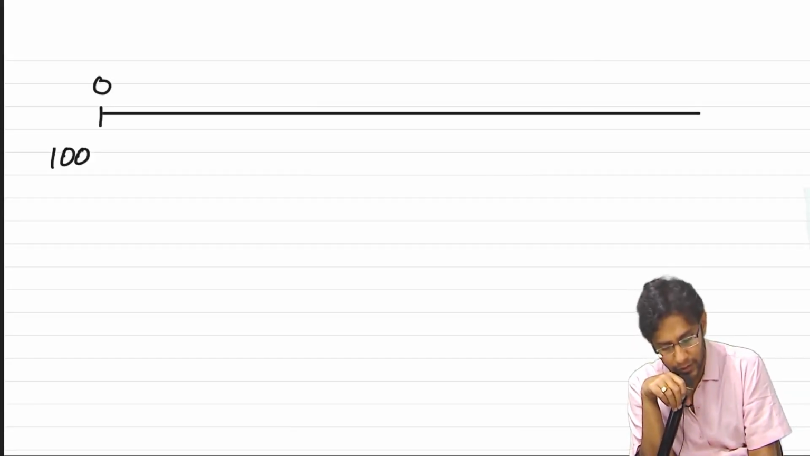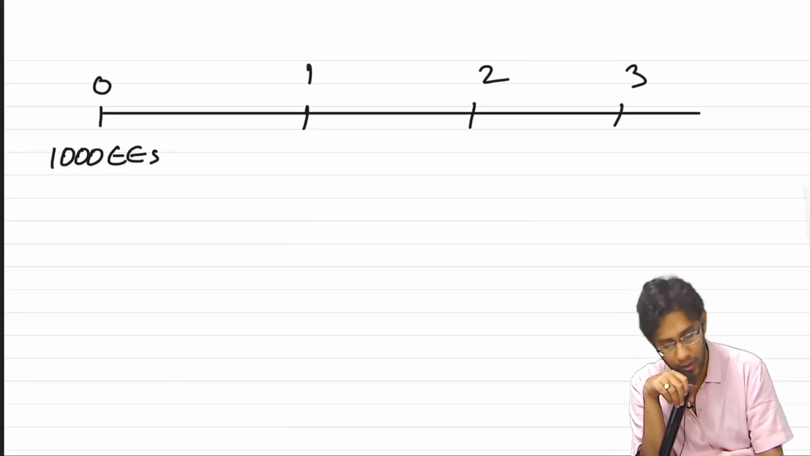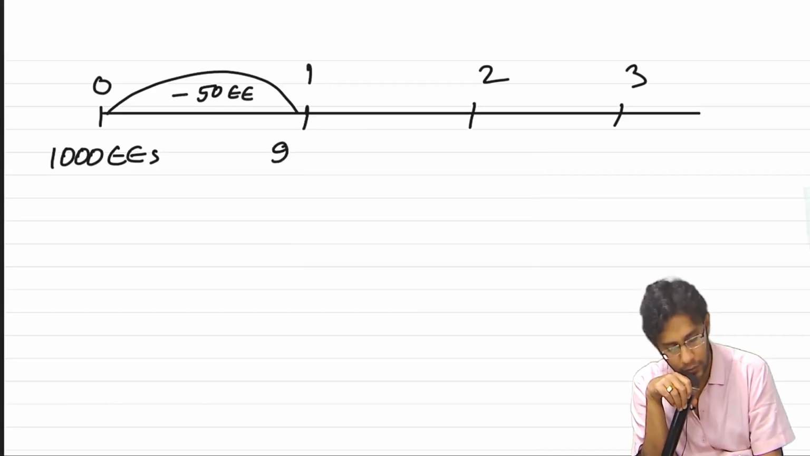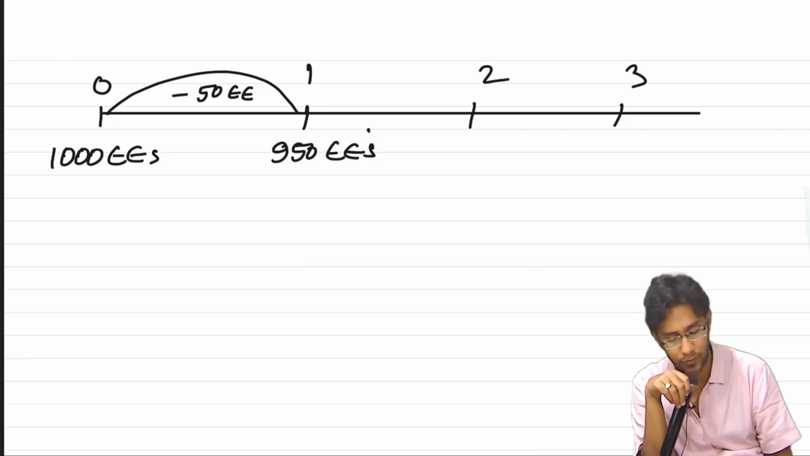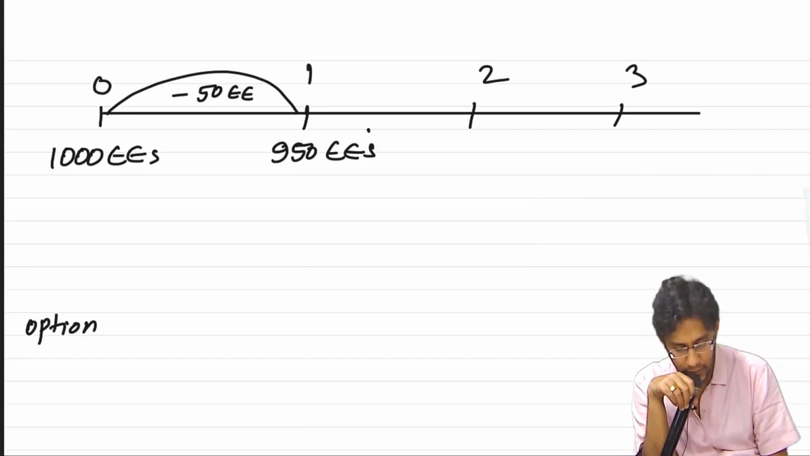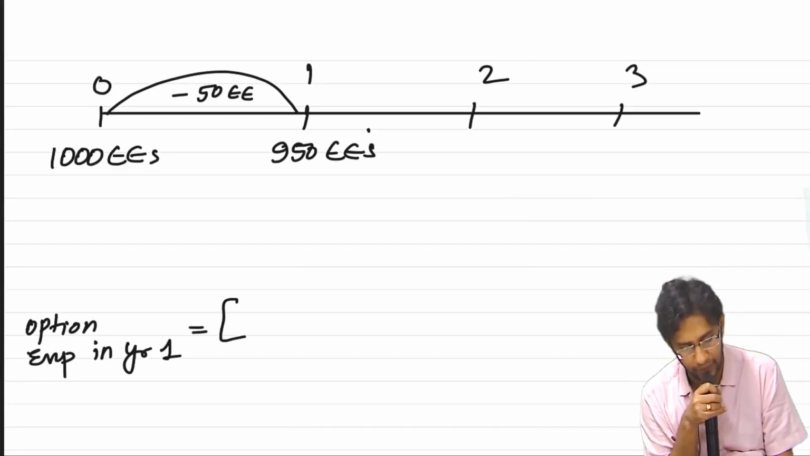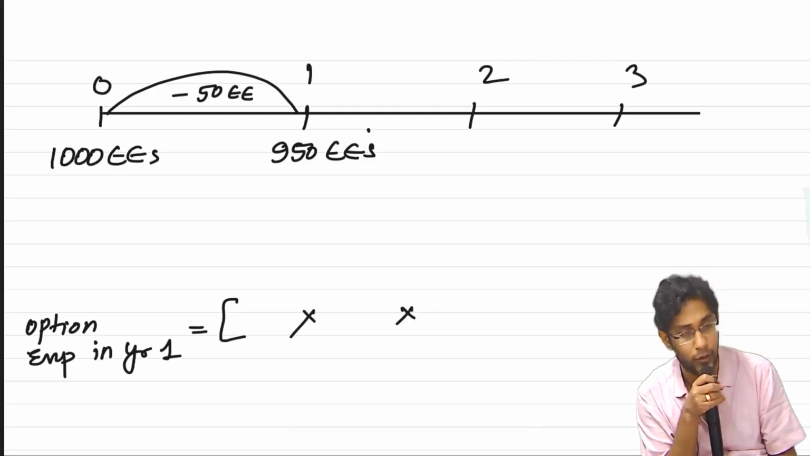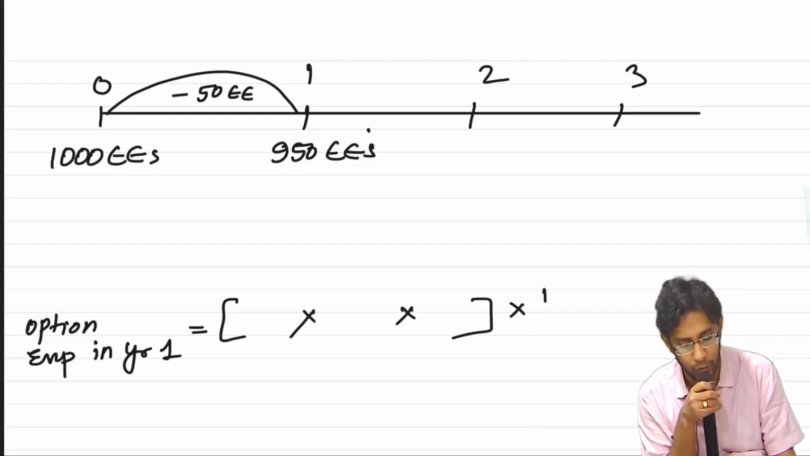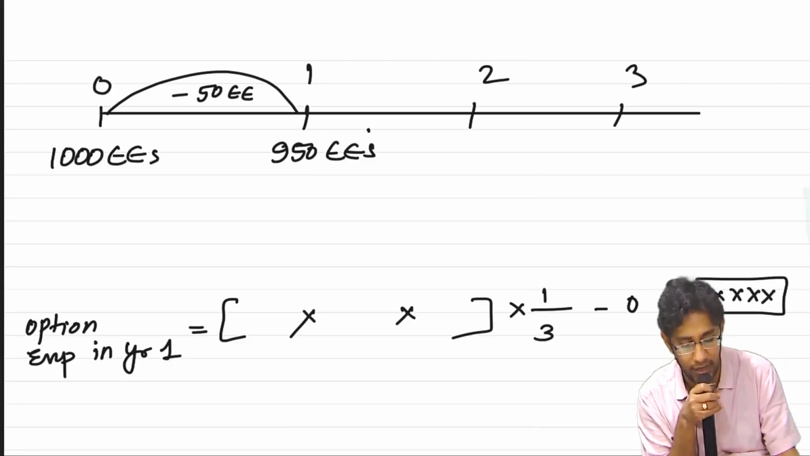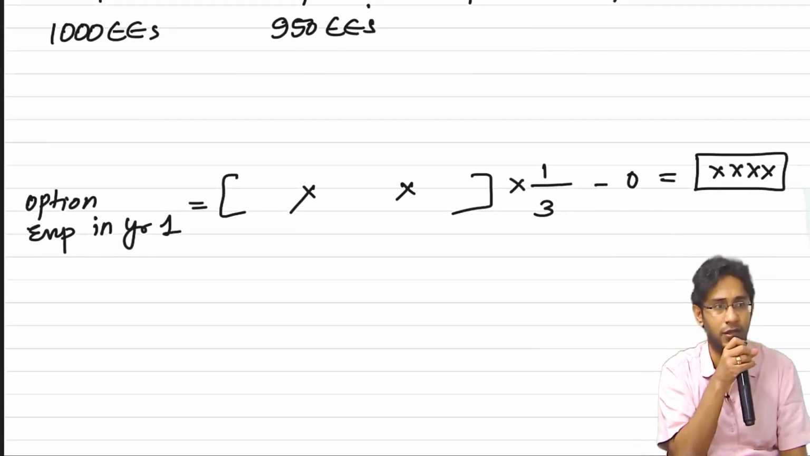Sir, you are having 1000 employees. Vesting period is 3 years. In the first year, already 50 employees ran away. So you are having 950 employees. I have to recognize option expense in year 1. You know the big formula we just now discussed: number of employees into options per employee into fair value of the option into 1 divided by 3, minus 0. Some number will come. This is the amount with which you will go and write the entry at the end of the first year.